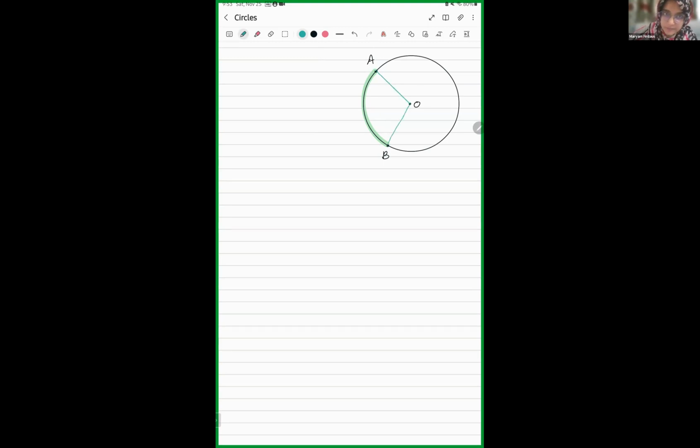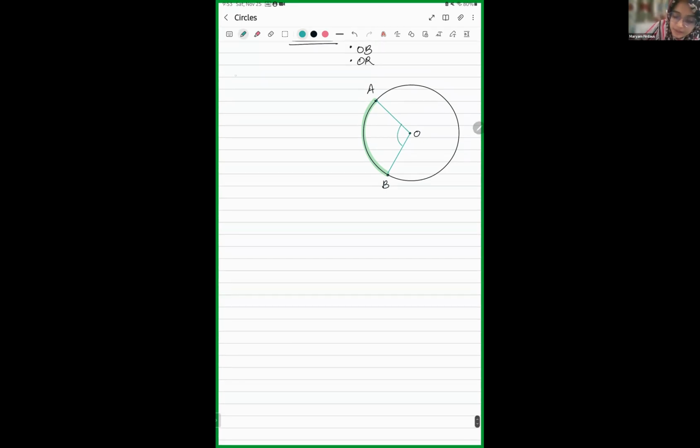This angle. This angle. Okay. So angle AOB is the angle subtended by arc AB at the center, which is O. And similarly, if I say angle subtended by arc AB at point P over here, then it's going to be this angle. Is this clear?